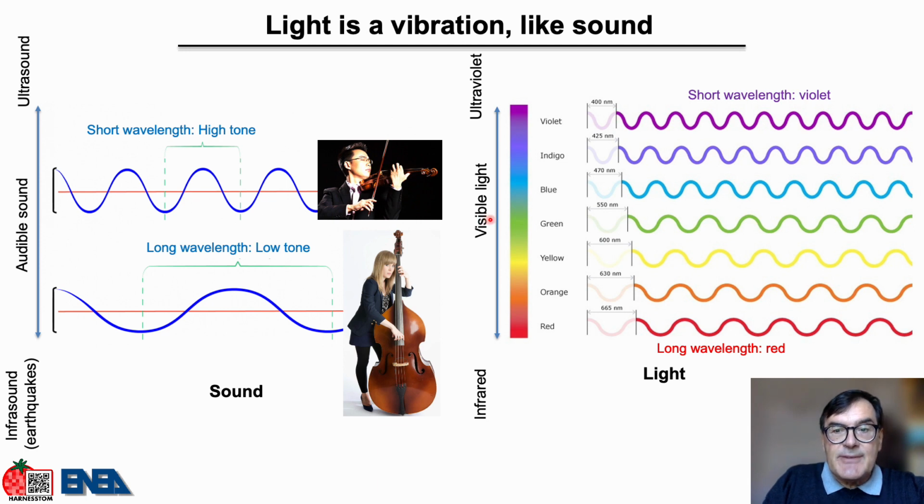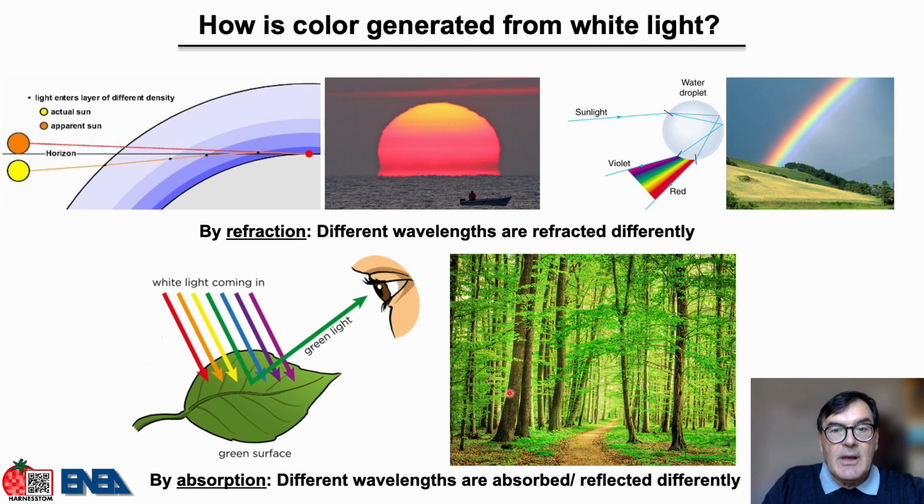Wavelengths shorter than 400 nanometers form ultraviolet light, those longer than 665 infrared light. Our eyes cannot see them. Sunlight is white because it contains all the different wavelengths. Color is generated when one or more wavelengths are transmitted poorly or in different directions.